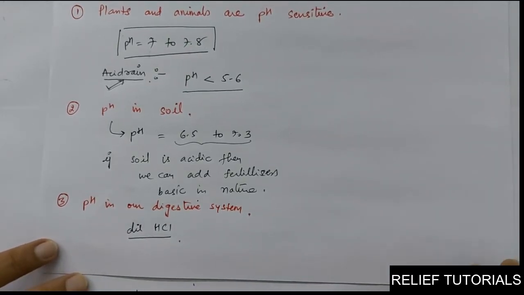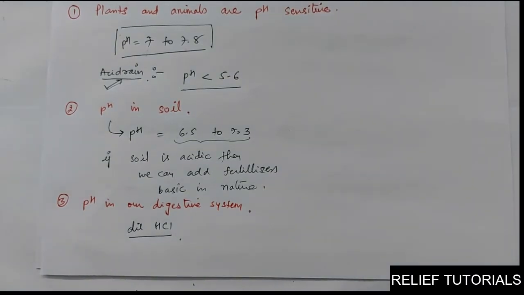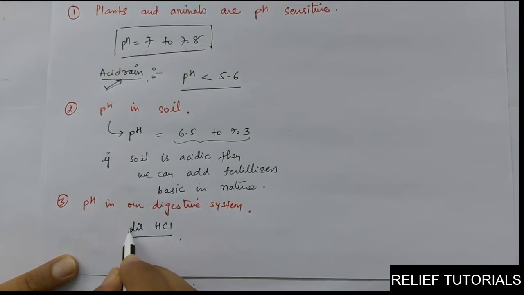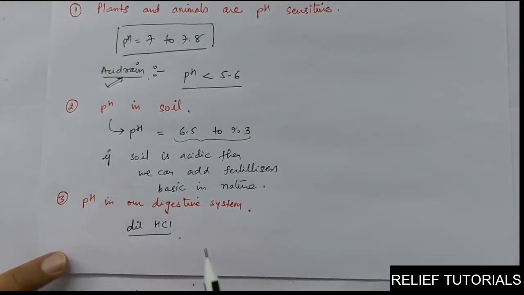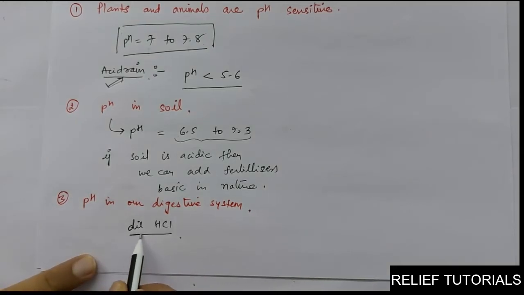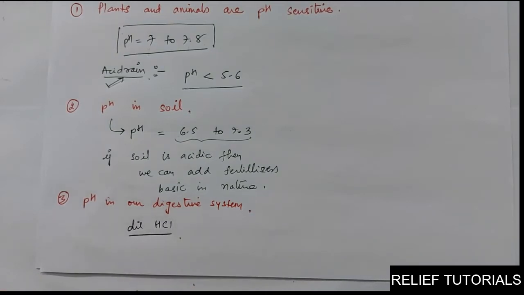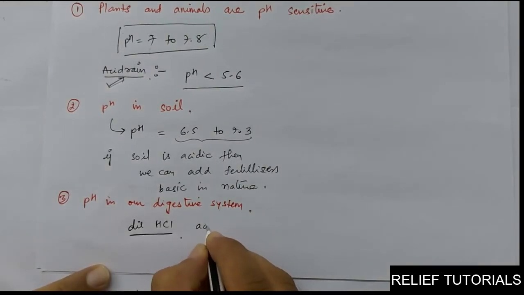Many times you have felt that if you eat something spicy or oily in some marriage function or party, there is a particular burning sensation in the chest region. That is nothing but the extra amount of HCl secreted to digest that type of complex food. The more complex food you eat, the more HCl has to be secreted by the stomach walls. So an excess amount of dilute HCl is secreted by the stomach walls, and that creates a burning pain or burning sensation in the chest region that we call acidity.